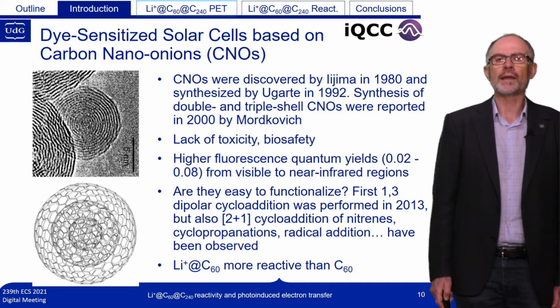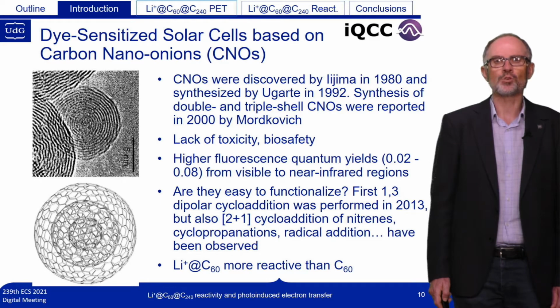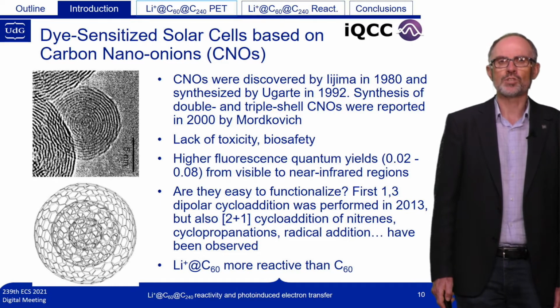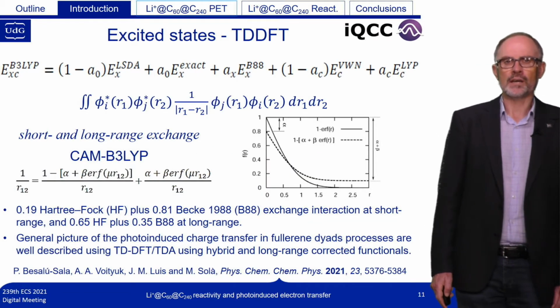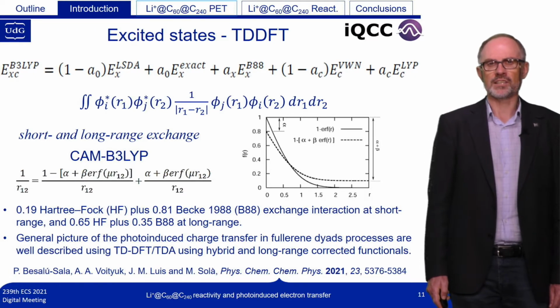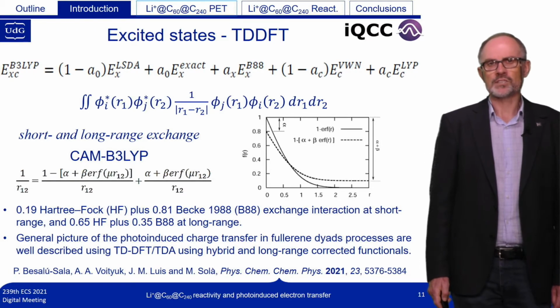The question we would like to answer here is, could carbon nano-onions be used as acceptors in donor-acceptor diodes to design efficient molecular heterojunction dye-sensitized solar cells? To perform this study, we have to characterize excited states. To this end, we started with the semi-empirical method, and then we moved to time-dependent density functional theory.